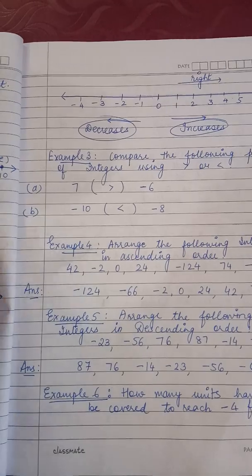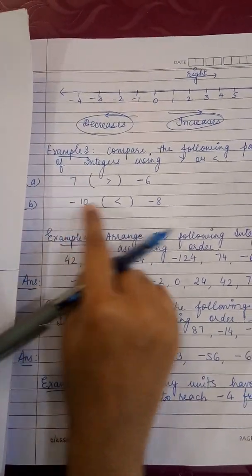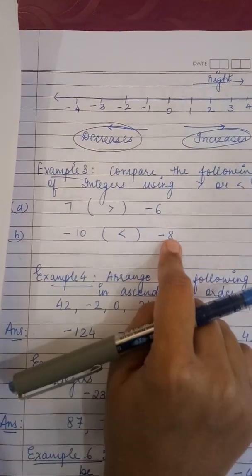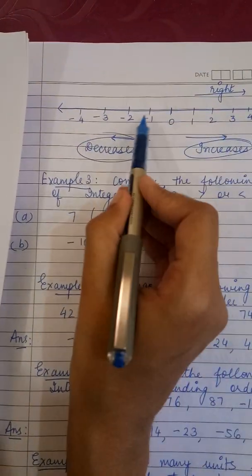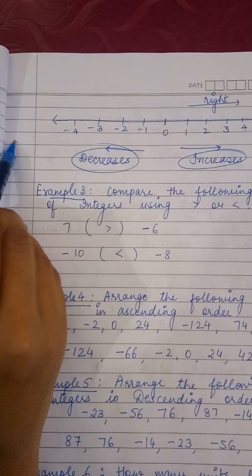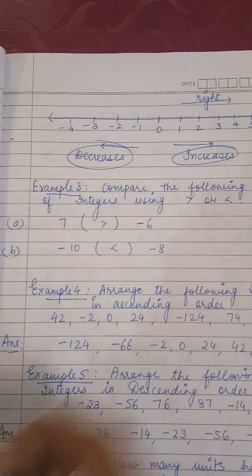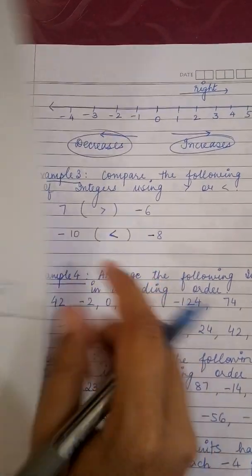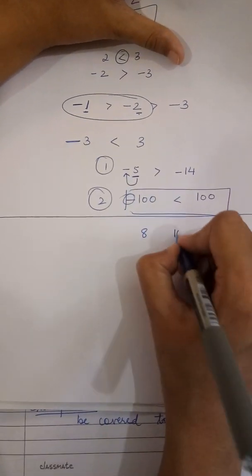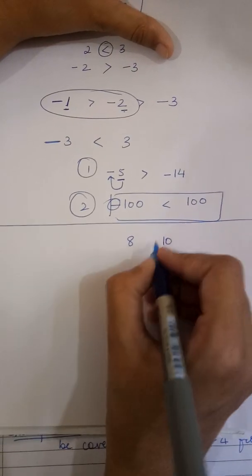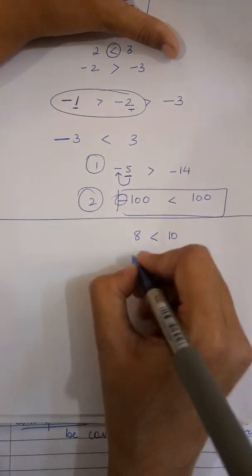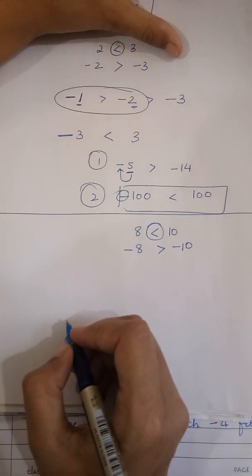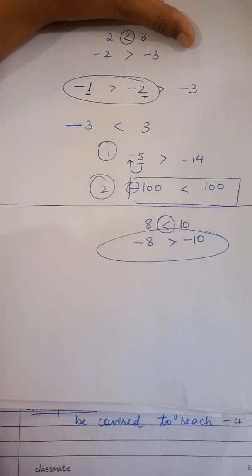Now let's do the B part. Out of minus 10 and minus 8, which one is going to be the greater one? Minus 8. This also we have done, right? The moment we are going to the left, the values are decreasing. So minus 8 is going to be greater than minus 10. How? Look here. Out of 8 and 10, which one is the greater one? 10. But when I am going to place the negative sign, this sign is going to change and this will become greater. So minus 8 is greater than minus 10.